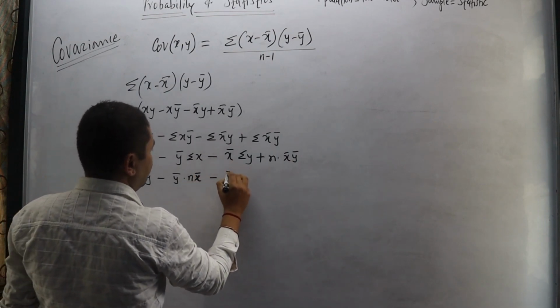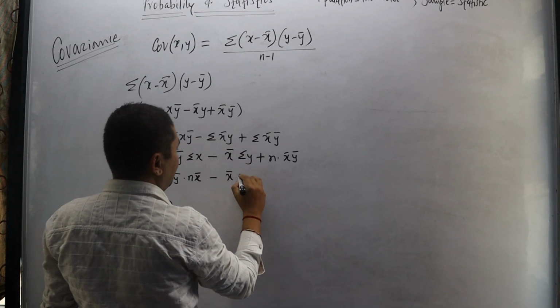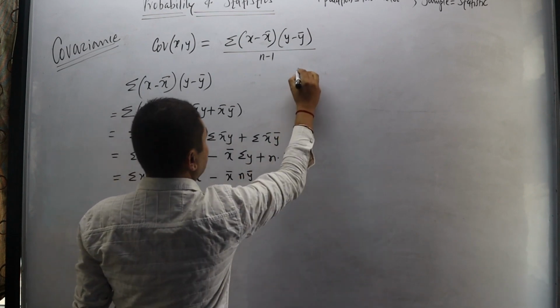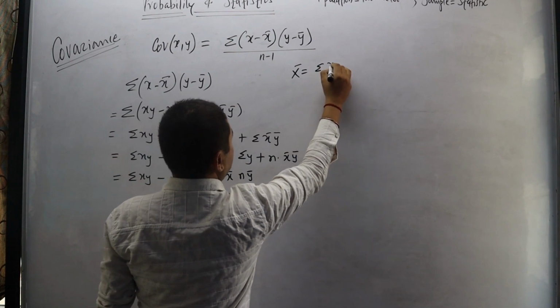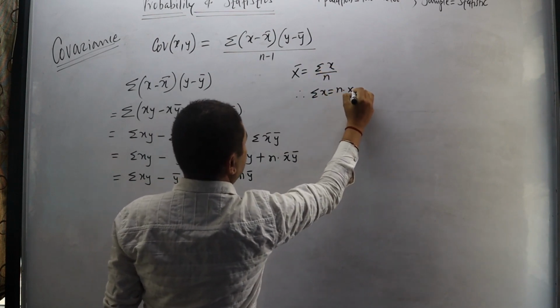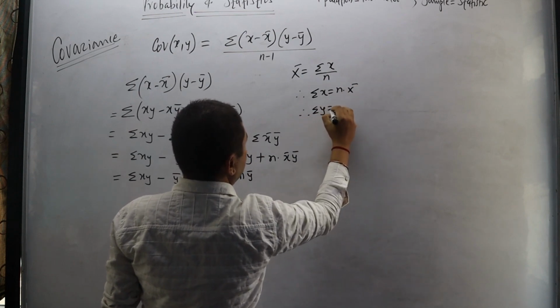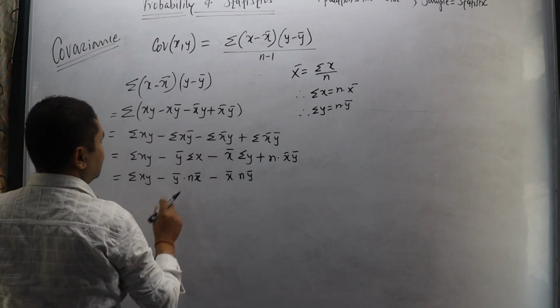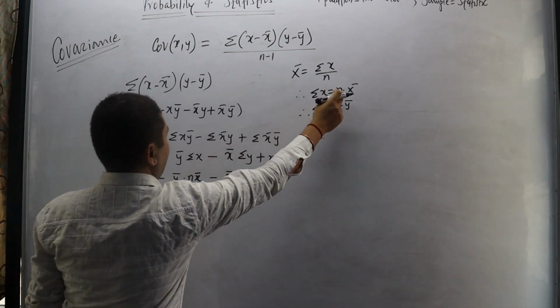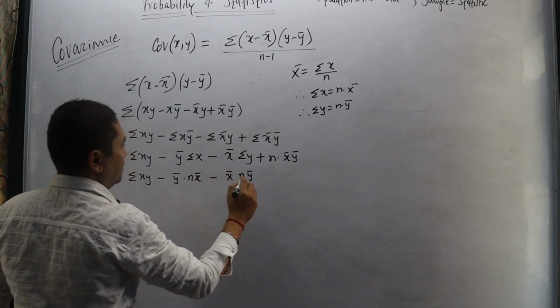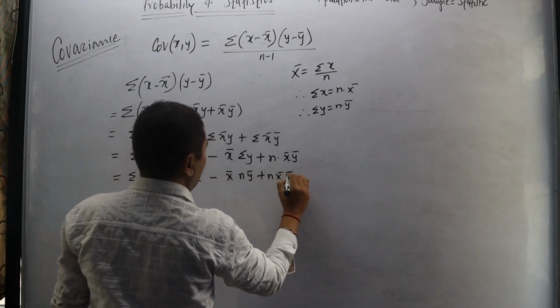Minus, let us apply the same rule to this as well. The total of y can be found by the total number into their mean. Otherwise, x bar is equal to summation x divided by n. Therefore, the total of x, summation x, is equal to n x bar. Similarly, summation y must be equal to n y bar. This is what we have done over here. Summation x is equal to n x bar, and summation y is equal to n y bar. This is very simple, and plus n x bar y bar.